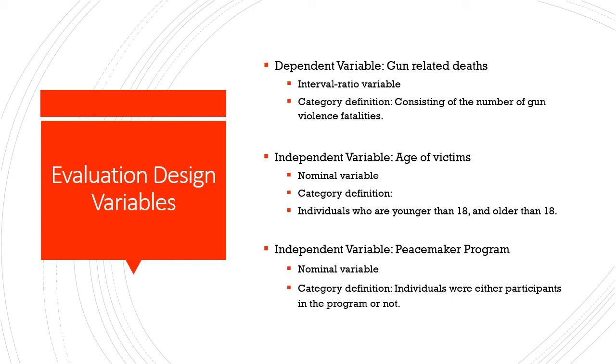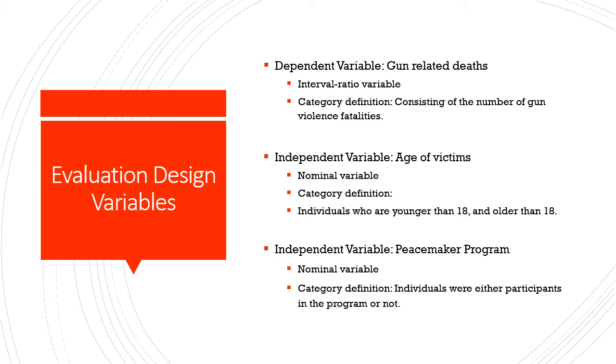So the dependent variable is classified as an interval ratio variable because it is split into several different categories, that being the number of gun violence related fatalities, and it has ranking among those, basically the increasing numbers, and each of those intervals, the numbers increasing, are equal with each additional number added on top of that. So the intervals between each of those numbers is the same.